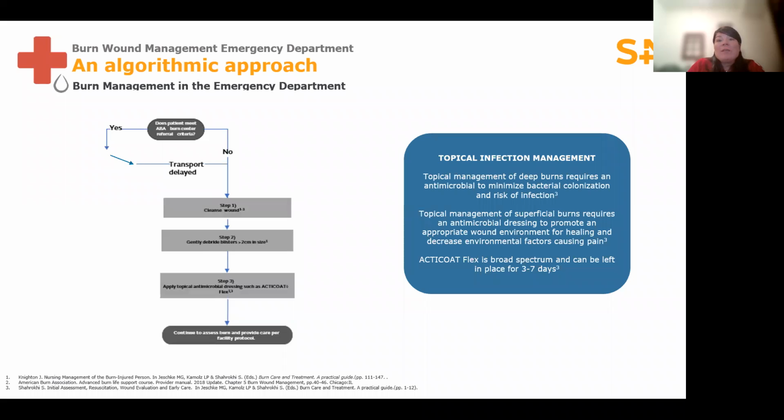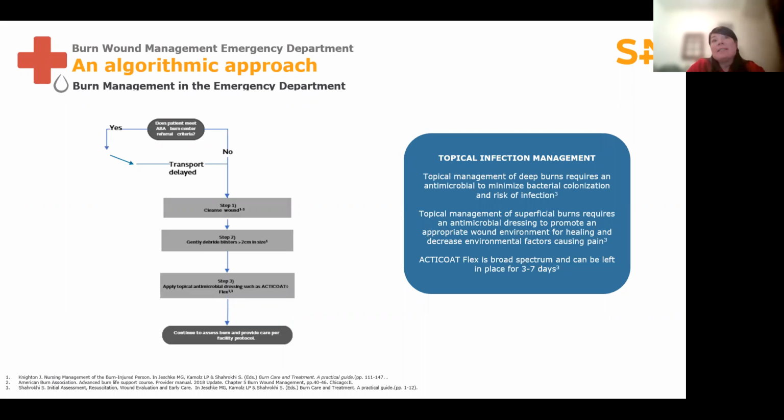So some of the reasons why antimicrobials are utilized within deep burns is really to minimize that bacterial colonization and decrease the risk of infection. Topical management of your superficial partial thickness and deeper partial thickness burns require a variety of different formats of antimicrobial dressings to promote that wound environment for healing, but also to decrease any of those environmental factors that can cause pain. What is great about Acticoat Flex is its broad spectrum.